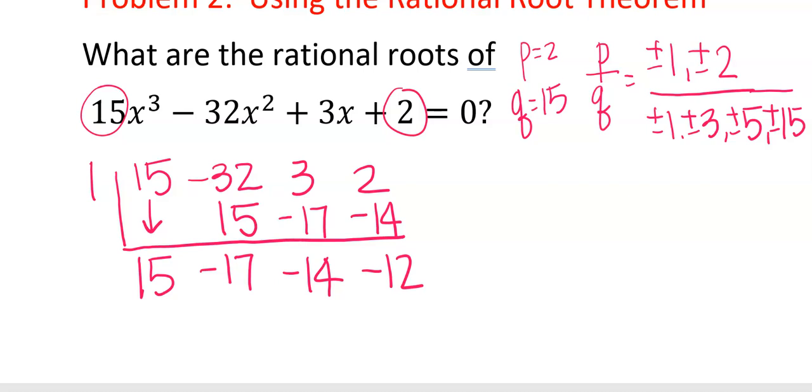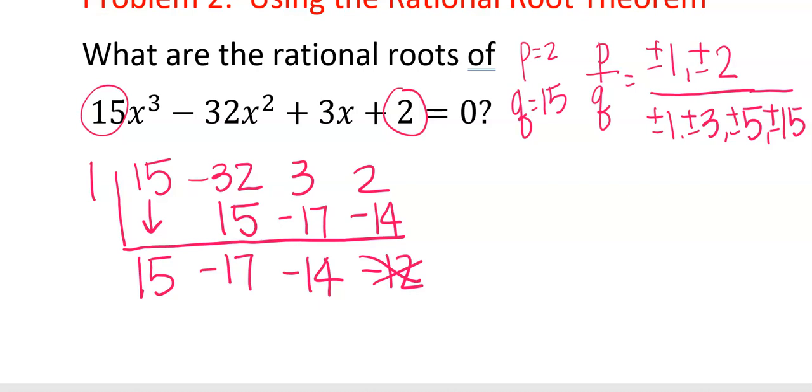So, did I pick the right one? No, because what we want is we want a 0 right there. Okay, so not the right one. I'm going to just go like this and just make a mental note. 1 is not the one. We're going to do another one.